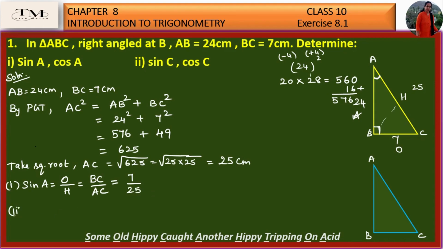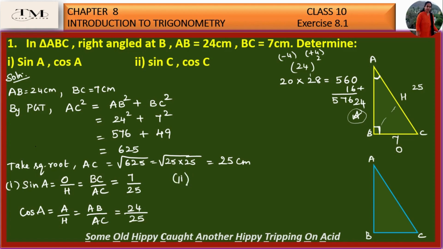Next, we have to find out cos A. So what is cos A? C stands for cos equal to A by H, that is, adjacent by hypotenuse. Which is the adjacent side? Adjacent side is AB, and the hypotenuse is AC. So AB is equal to 24, AC is equal to 25. So we got sin A and cos A.